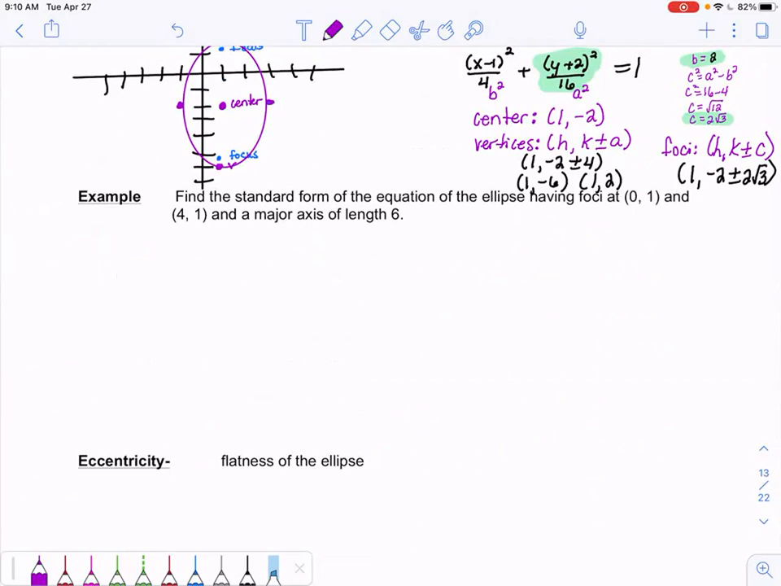The question that I'm looking at on page 12 says, find the standard form of the equation of the ellipse having foci at 0, 1, and 4, 1, and then a major axis of length 6. See if you can try and start that problem. At least think about what you could do to write a standard form of an equation if you're given foci values. So how would that help?